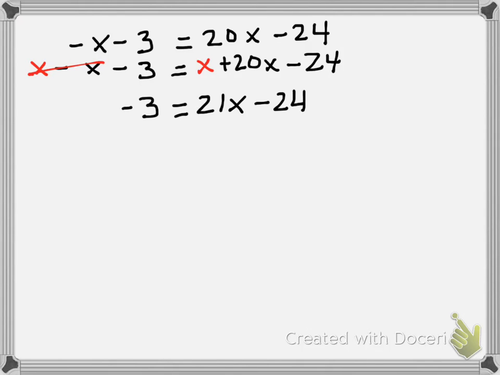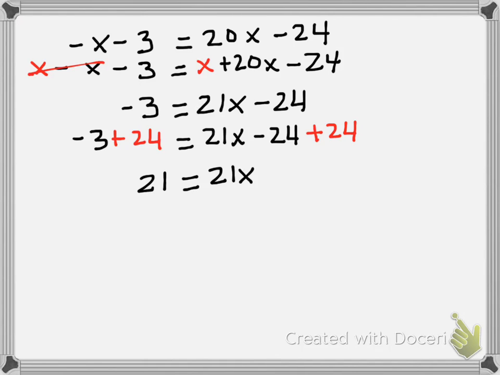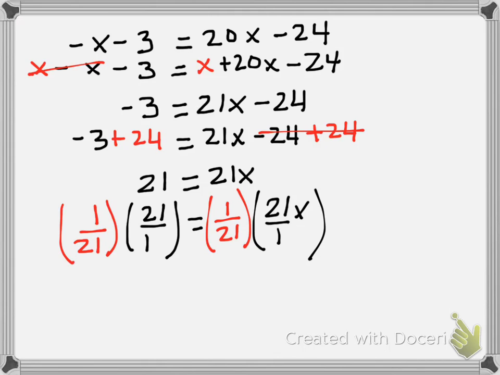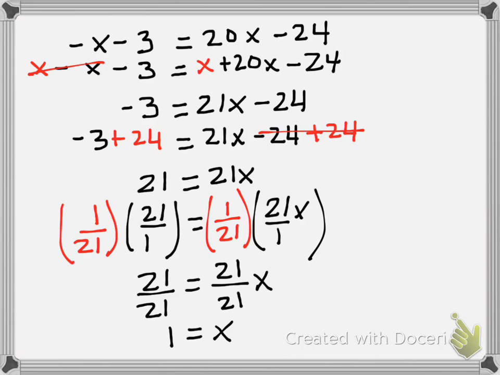And ladies and gentlemen, we have negative 3 equals 21x minus 24. And at this point, we do the additive inverse of negative 24, and we get 21x equals 21. At this point, we multiplicative inverse of 21, or divide both sides by 21. And ladies and gentlemen, we get x equals 1. Alright? So all I have to do is go to one of the equations, plug x in, and we should obtain y. This is what happens here.